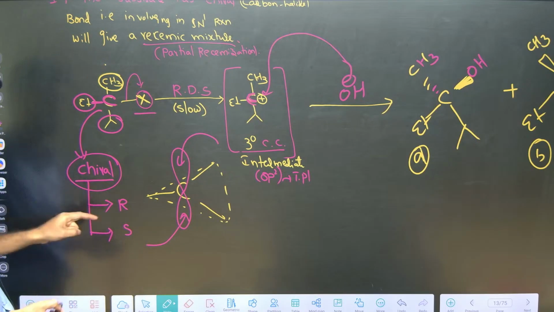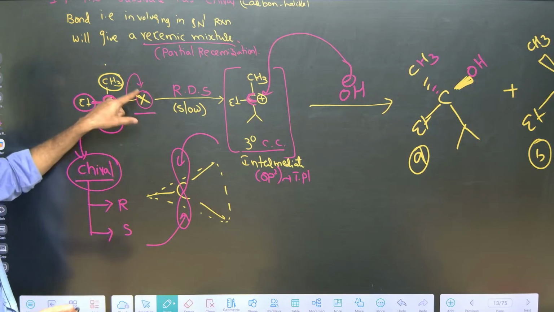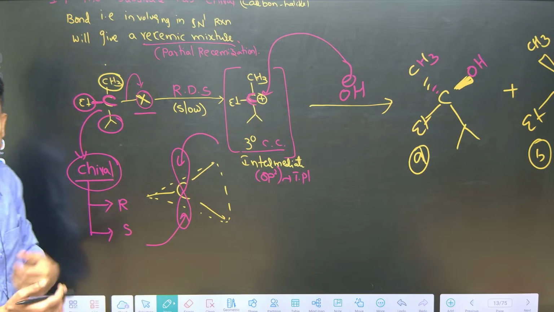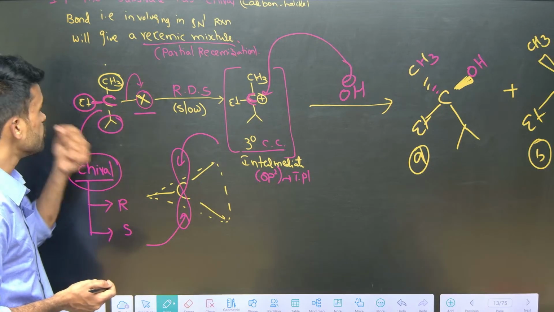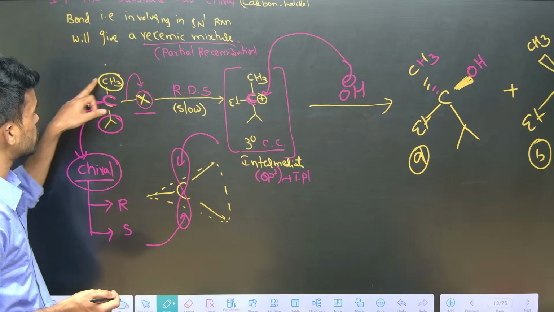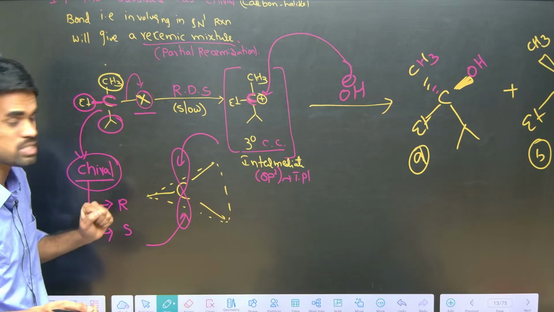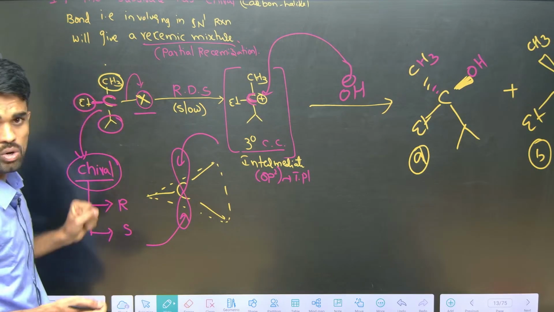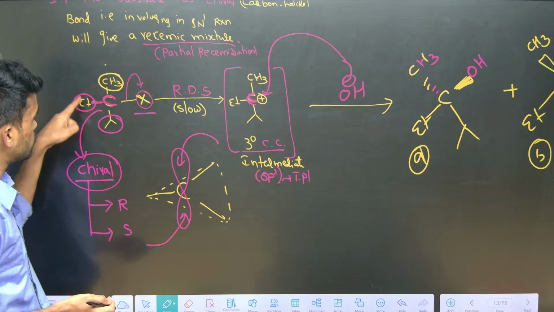Whether it is R or S can be decided based on the priority groups. What do we mean by priority groups? Just give numbering based on their atomic numbers. If atomic numbers are the same, look at their mass number. Based on that you need to give the priorities.